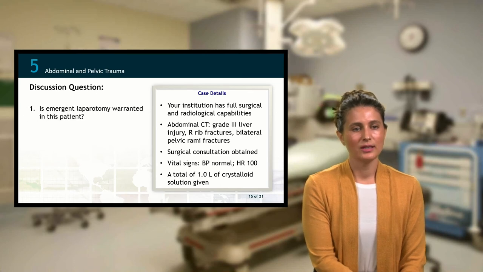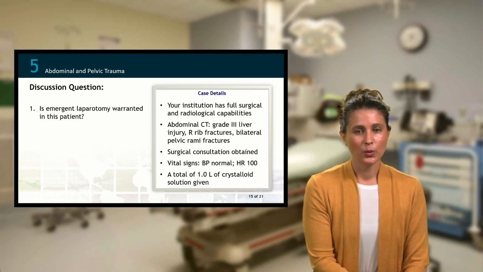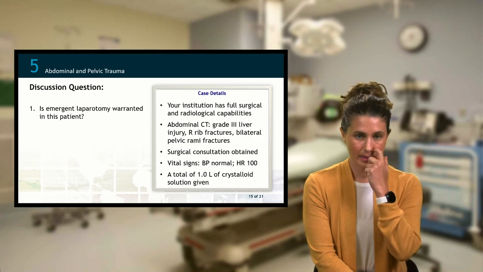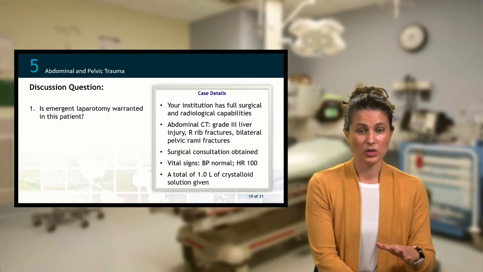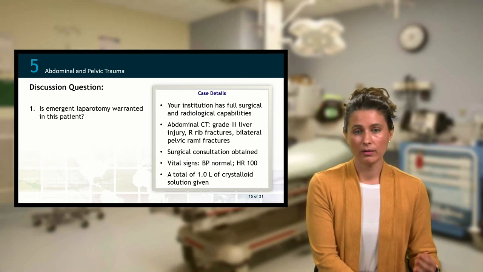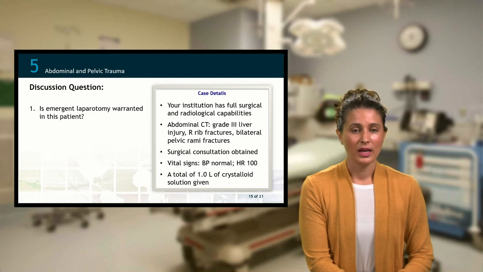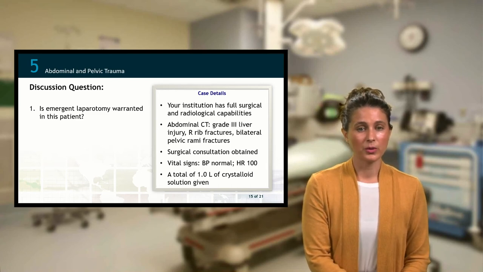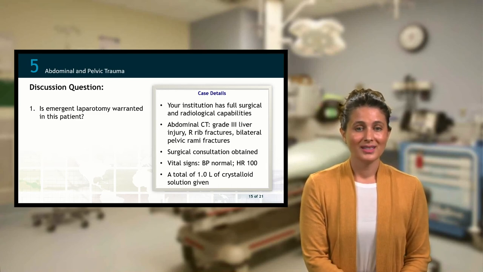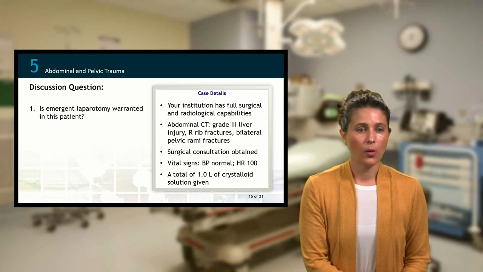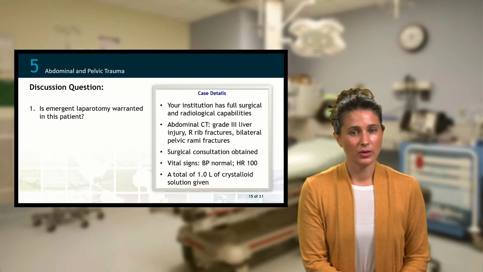Does this patient need emergent laparotomy? I hope that you've all said no. So the first thing to note is that the patient is at this point hemodynamically stable. He's not requiring ongoing fluid resuscitation. He's not requiring multiple transfusions of blood products, and his blood pressure is normal. His heart rate is normal. His injuries do not require surgical intervention in the absence of hemodynamic instability.